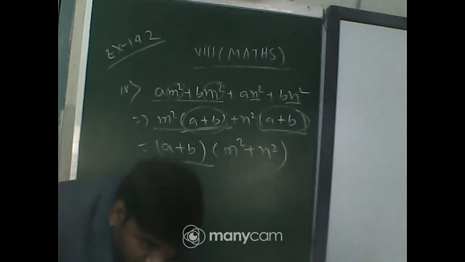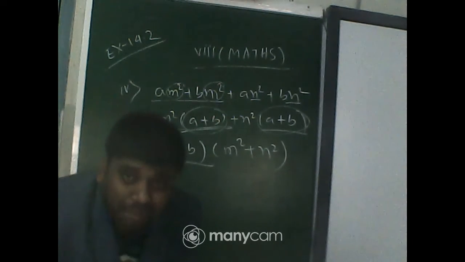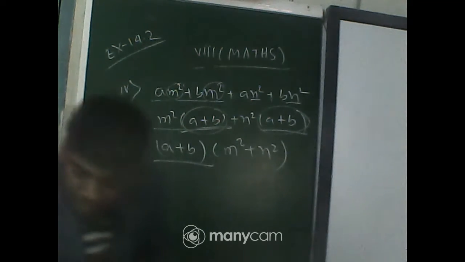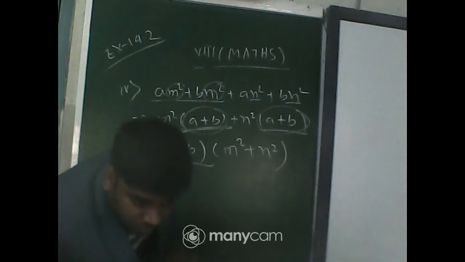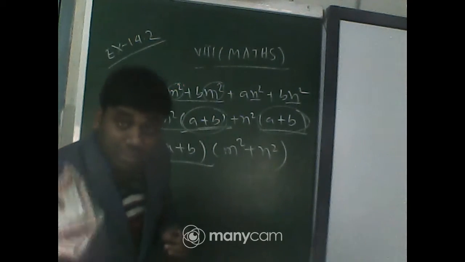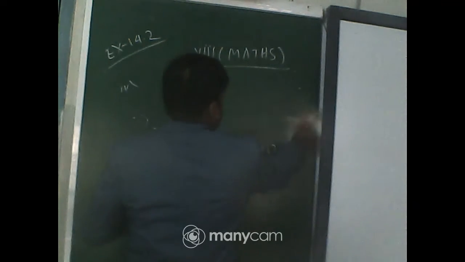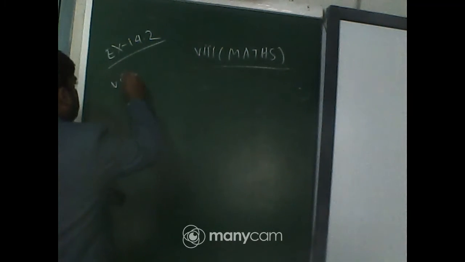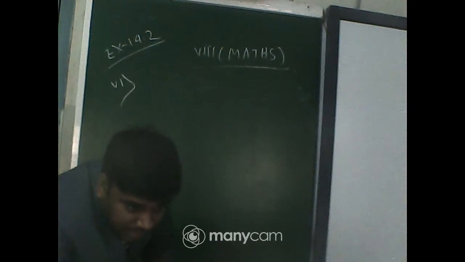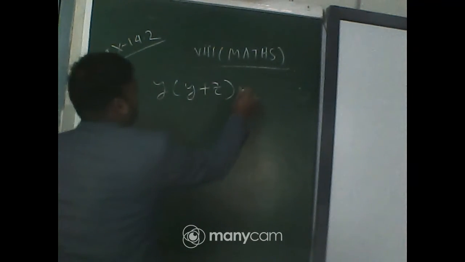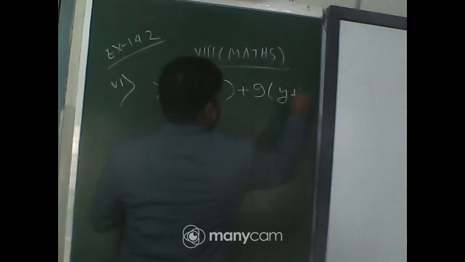Now moving on, 5 and 6. Five and six are almost the same type of sum. That was question number 4, students. So question number 5 and 6. I am solving question number 6, not 5. Question number 6: y into y plus z plus 9 into y plus z.